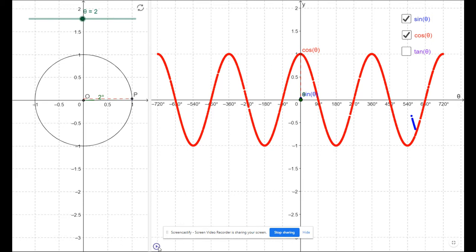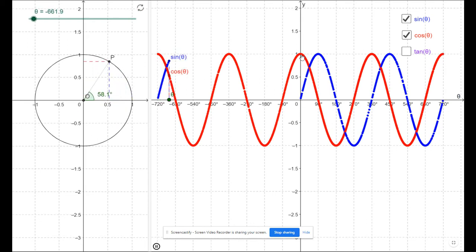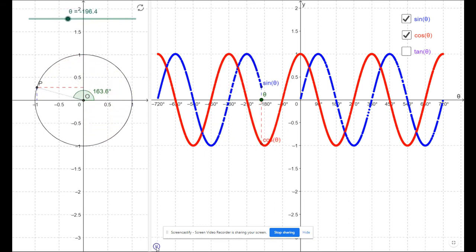Okay, so both sine and cosine are being sketched right now. You can see over here as sine hits 0, cosine hits 1. Same thing over here. When sine is 0, cosine is 1. And so you see these repeating patterns. And let's just give it a minute to get back to 0.